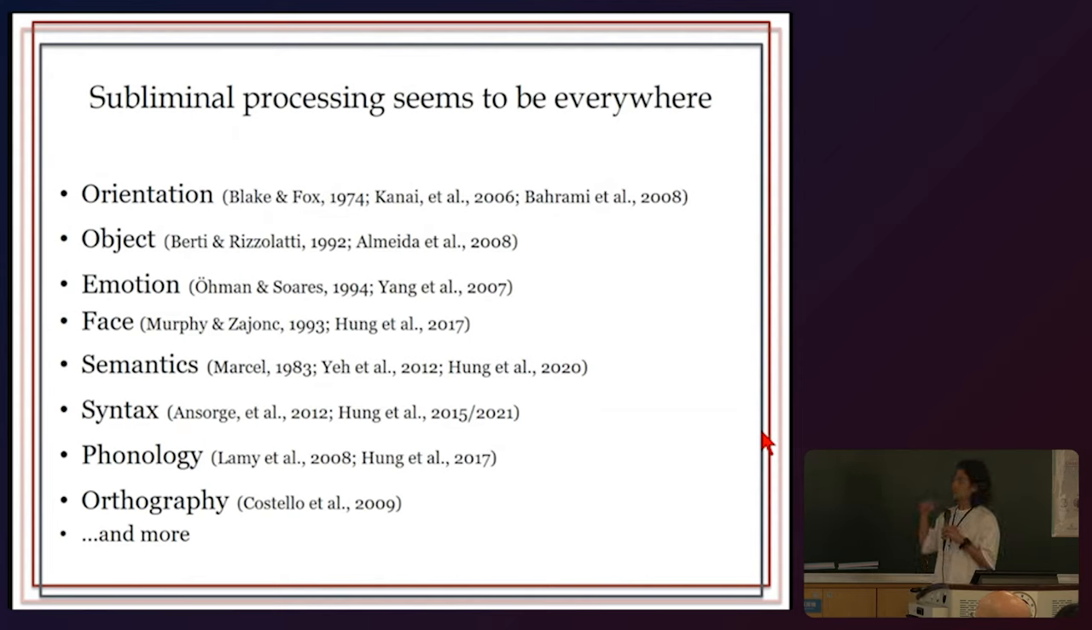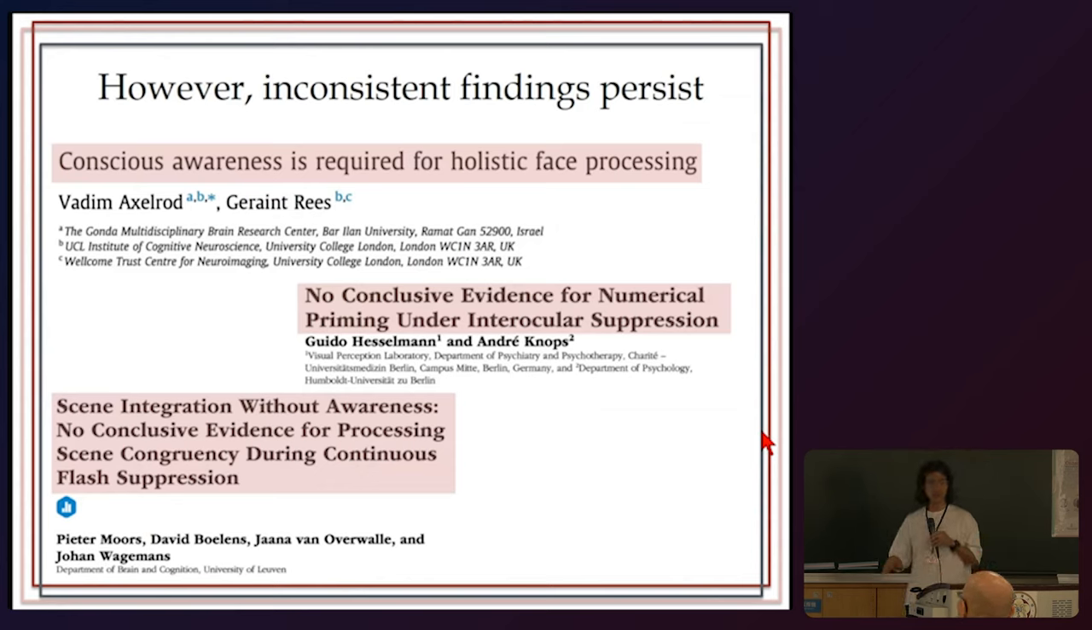Over the past few decades, we are getting more and more data showing unconscious or subliminal processes everywhere. This is just a very limited list for visual processes, from very low level like orientation processing to high levels such as faces and all kinds of linguistic processes. All of this has been shown: people are able to process this information without conscious awareness of the stimulus, and it also affects our behavior and brain activity. But this is not uncontroversial at all. Look into the data, right? There are a lot of studies showing that conscious awareness might sometimes be required, or that some of the studies cannot be replicated.